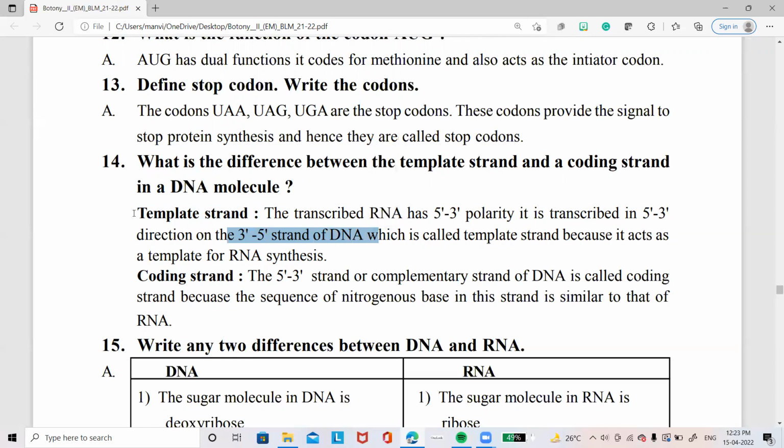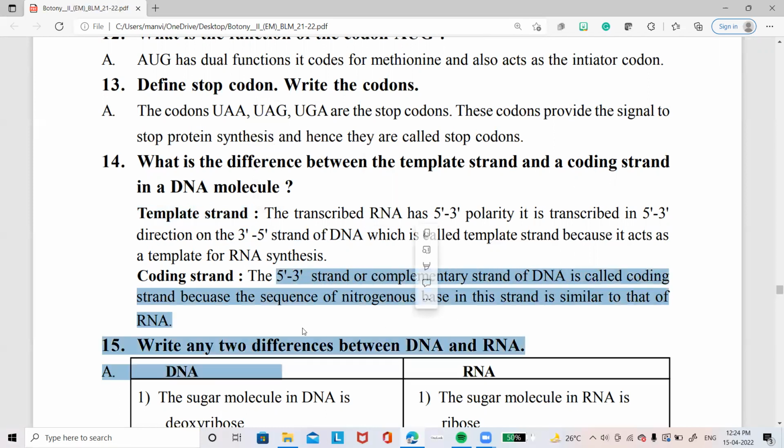So, who is the template strand? The 3' strand of DNA is called the template strand. Who is the coding strand? The 5' strand, or complementary strand of DNA, is called the coding strand because the sequence of nitrogenous bases in the strand is similar to that of RNA. So the 3' strand of DNA is the template strand, and the 5' complementary strand of DNA is the coding strand.